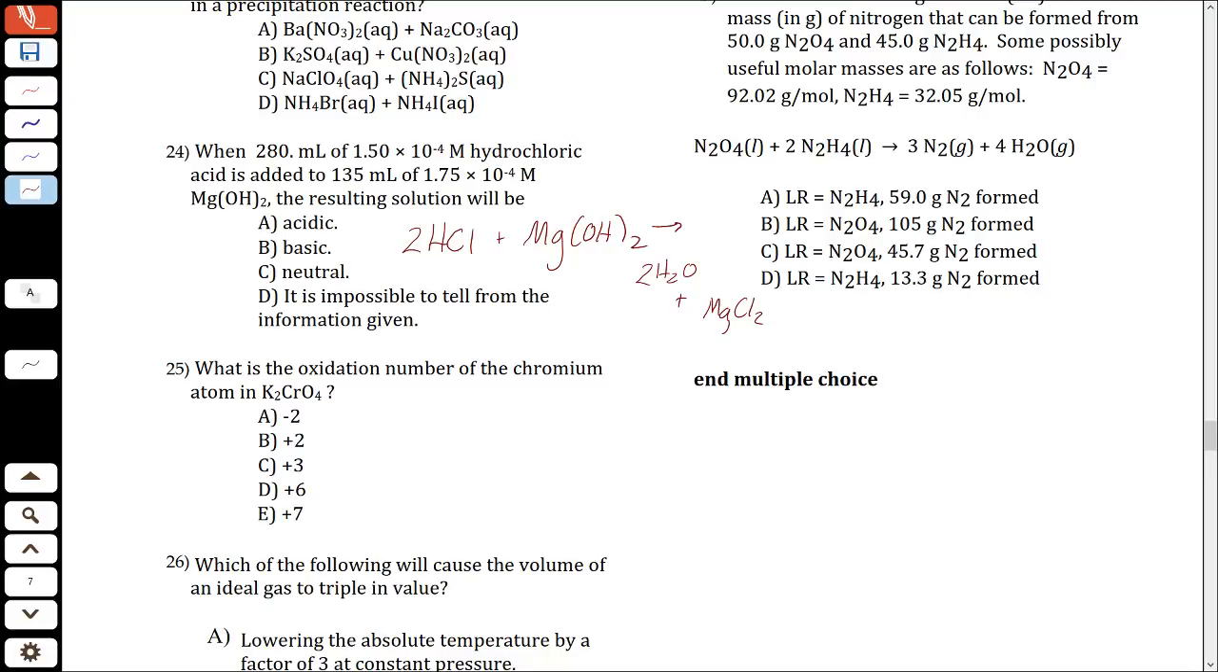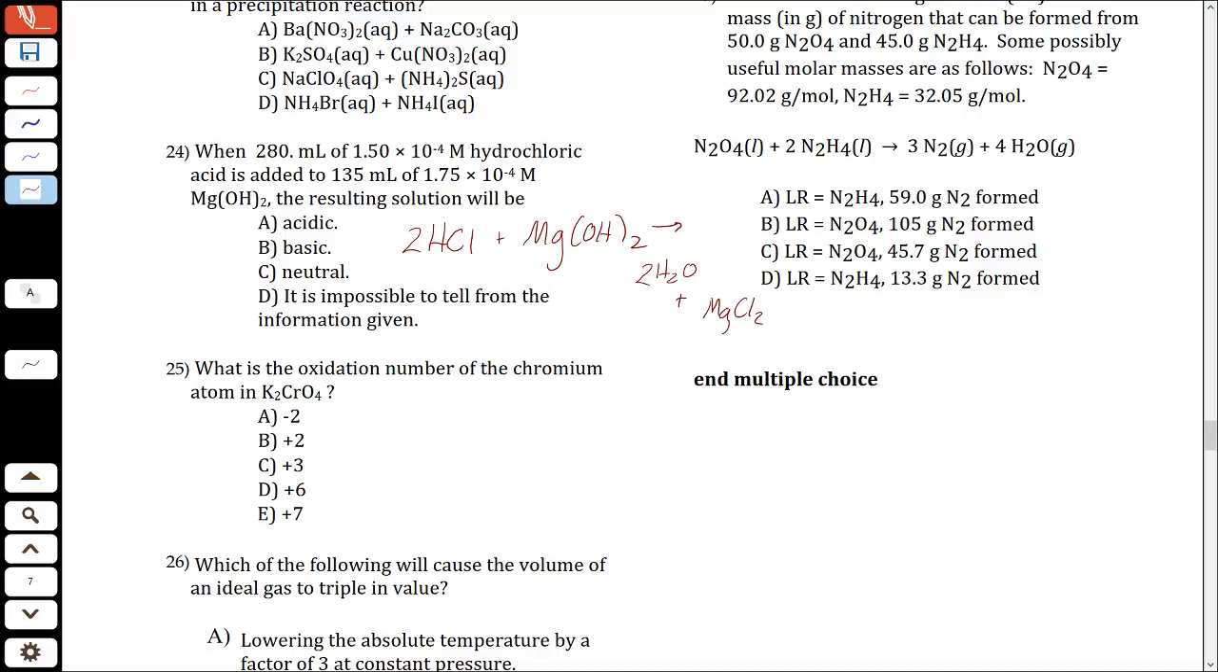If there were exactly twice as many moles of HCl, it would be neutral. And it actually comes out to just less than twice as many moles of HCl, which means that the resulting solution is going to be basic. There's not quite enough HCl to neutralize all that magnesium hydroxide because of the 2-to-1 ratio.